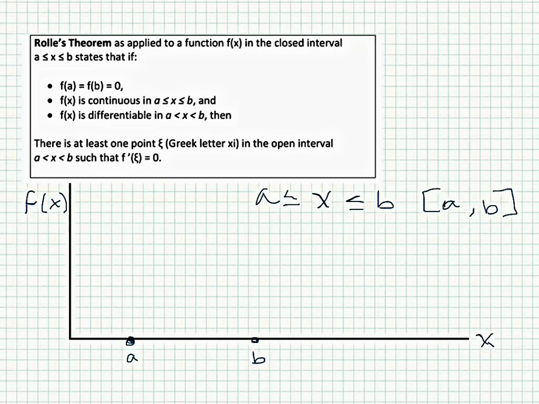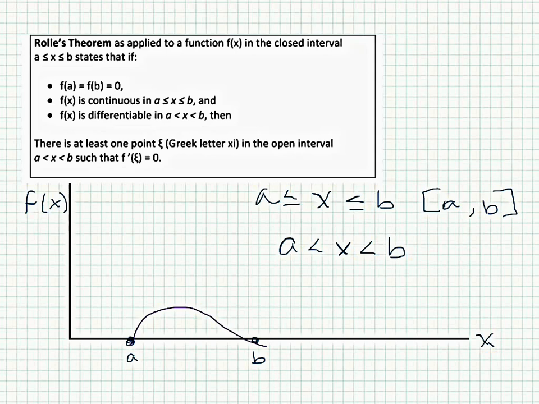It is continuous throughout and differentiable on the open interval between a and b, not inclusive. So continuous in this area. Everything in between is continuous throughout, and differentiable between a and b, not inclusive, of course. So the function might look a little bit something like this.